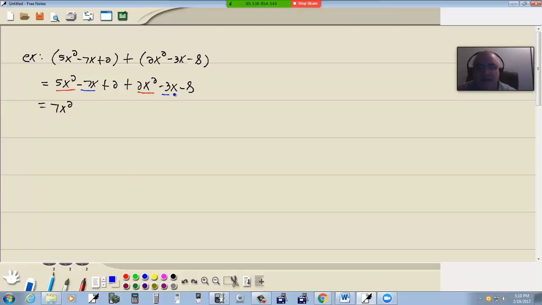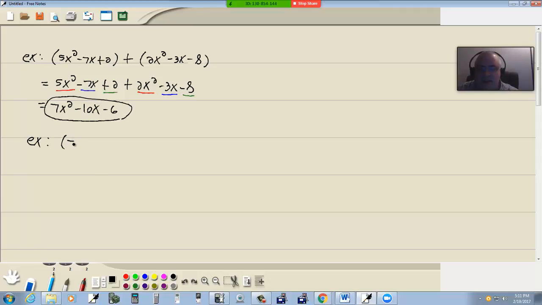Now here's an x and here's an x. Since they're both x to the first power, remember there's no power, there's a 1 there, then we'll add or subtract the numbers in front. Negative 7, negative 3 gives us negative 10x. And we have 2 minus 8. Included in like terms where you have numbers. 2 minus 8 is negative 6. And that's our answer.